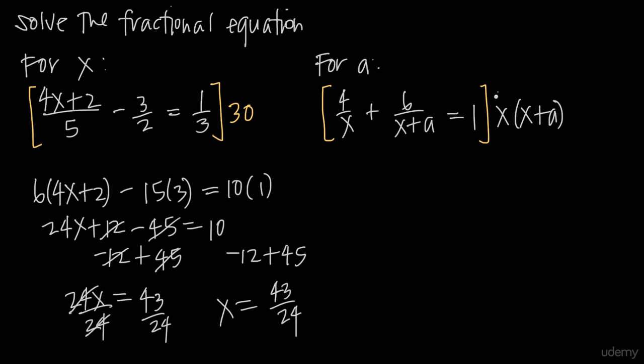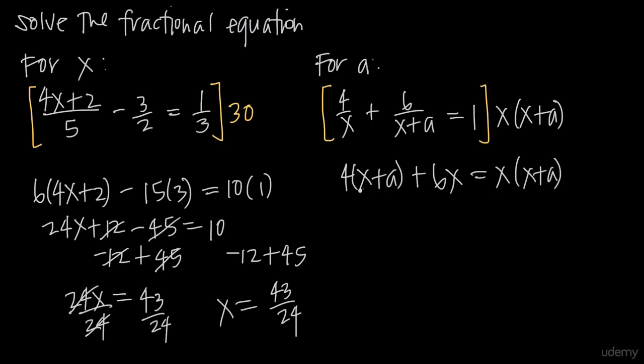So when we multiply this denominator by 4 over x, the x's will cancel. This x here in the denominator will cancel with this x that's now in the numerator, leaving us with just 4 times x plus a. When we multiply x times quantity x plus a by 6 over x plus a, the x plus a in the denominator will cancel with this x plus a that's now in the numerator, and we'll just get 6 times x, or 6x. Then when we multiply x times quantity x plus a by 1, we just get, of course, x times x plus a.